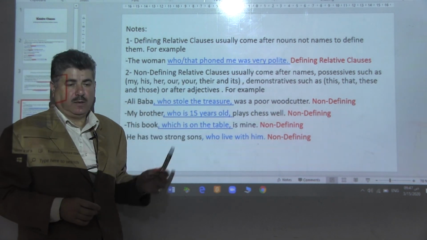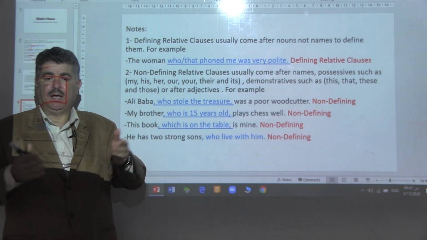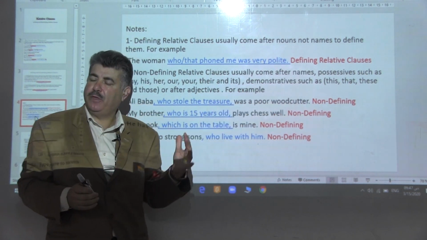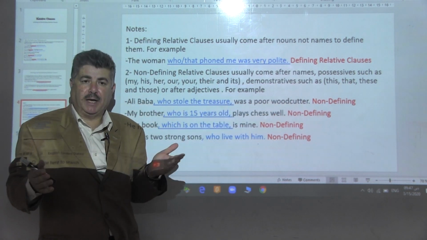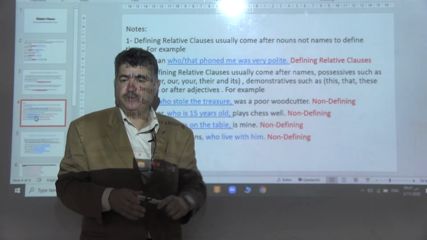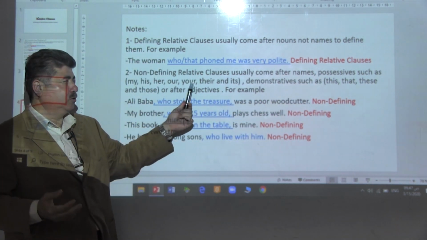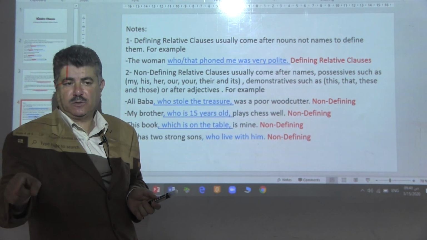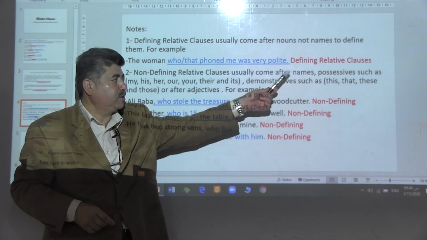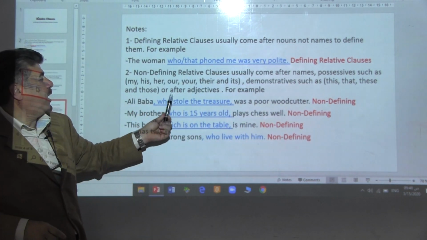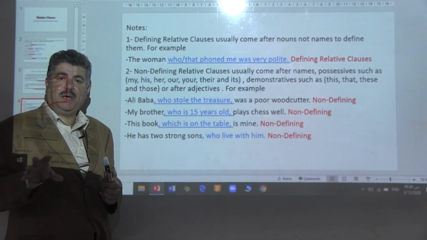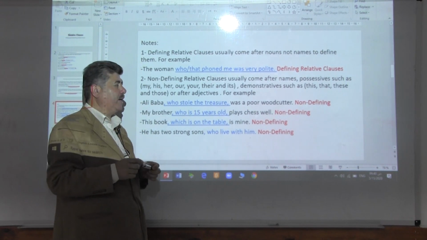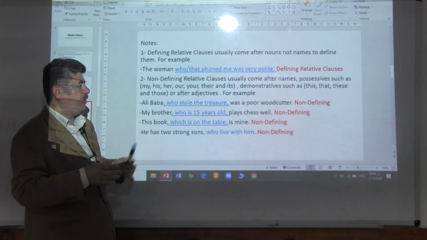But non-defining relative clauses, which I can leave out, I can take out, usually come after names. If the noun before the relative pronoun is a name, if it has possessives such as my, your, his, etc., if it has a demonstrative, this book, for example, I am talking about a specific book. All these things, possessives, names, demonstratives, or sometimes adjectives, make the noun definite. So in this case, the information which I add after these is not necessary.